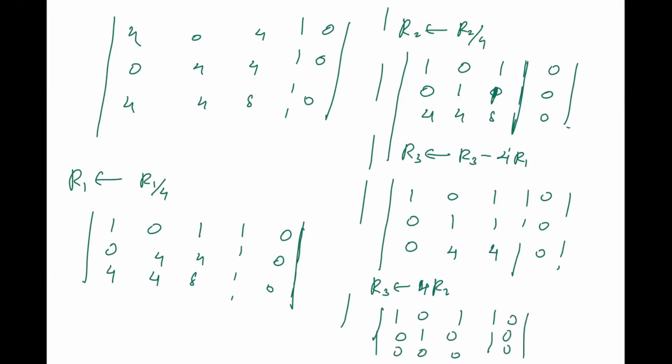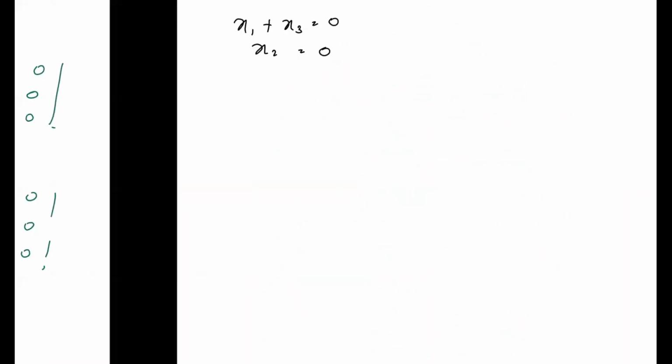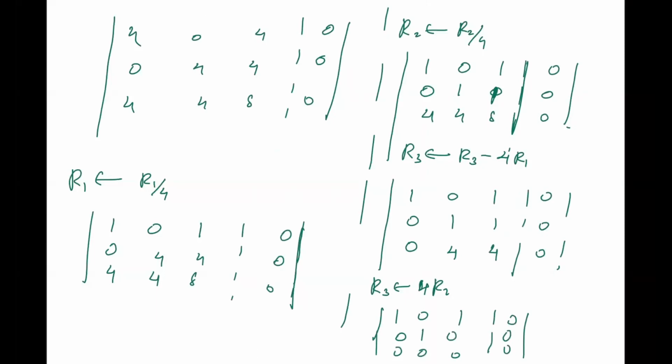So it means I can write the resulting equations as x1 plus x3 equivalent to 0 and x2 equivalent to 0. So this is my resulting equation. In this area, I cannot have anything, right? Because it is just 0, 0, 0, it means if you write the equation, 0x1 plus 0x2 plus 0x3 equivalent to 0. It is trivially true, so it is no use to solve this equation.